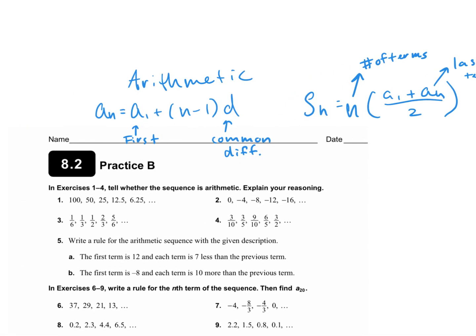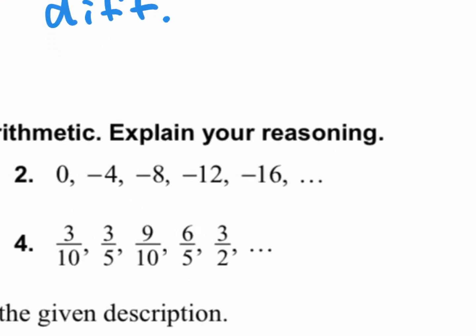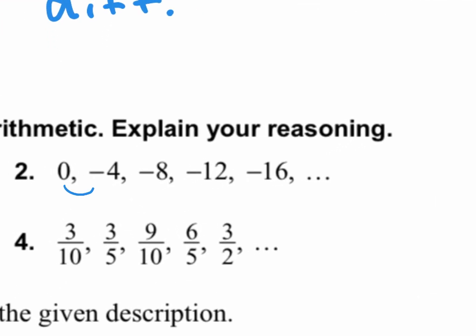So in 2 and 4, we just have to tell whether the sequence is arithmetic. So what are we adding to get from 0 to negative 4? Negative 4. So we're subtracting 4. Are we subtracting 4 to get from negative 4 to 8? Yep. And yep. And yep. So is this arithmetic? Yes. And what's our common difference? Negative 4.